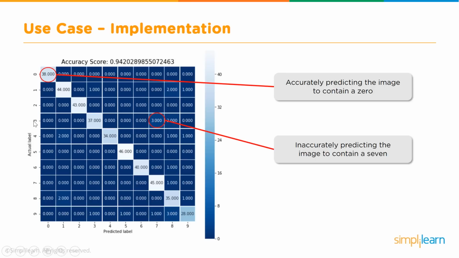images. 42 images are of digit 3, and only 37 of them have been accurately predicted. 3 of them have been predicted as number 7, and 2 of them have been predicted as number 8, and so on and so forth. Okay, all right, so with that, let's go into Jupyter Notebook and see how the code looks.